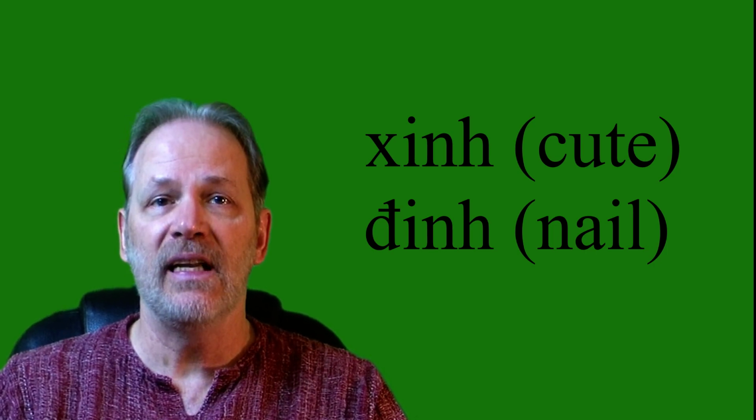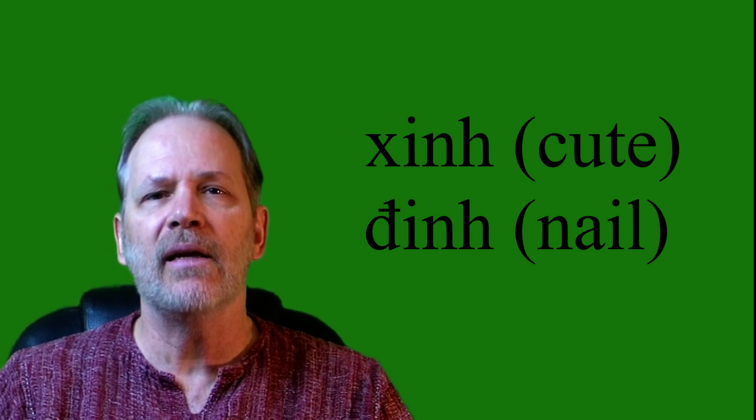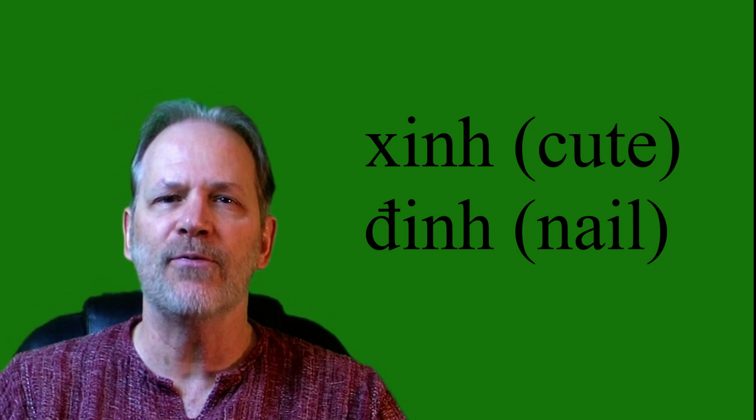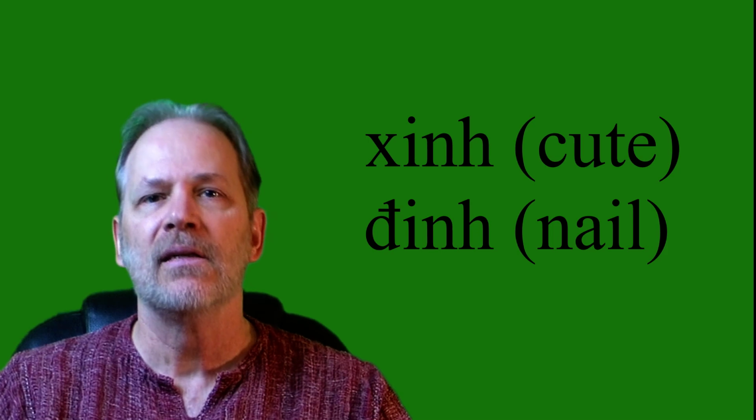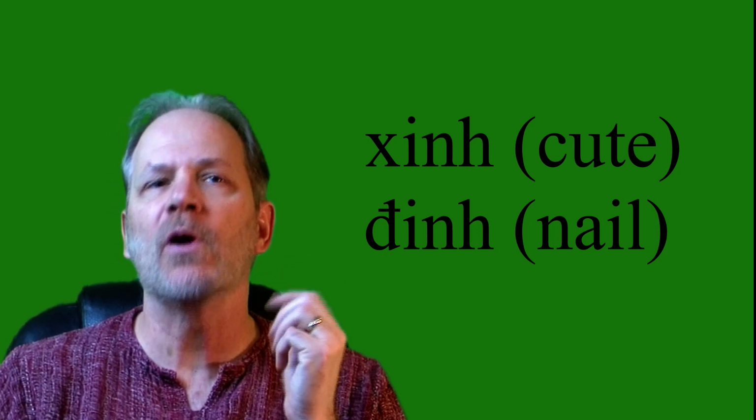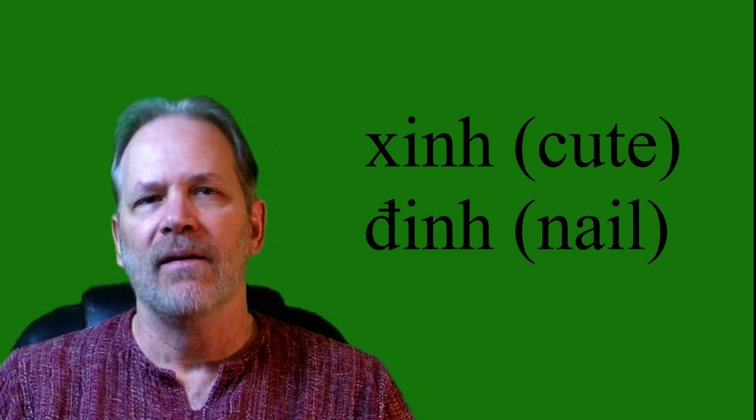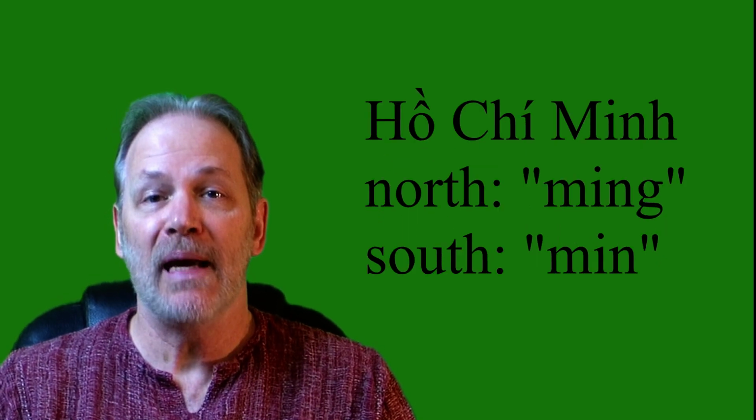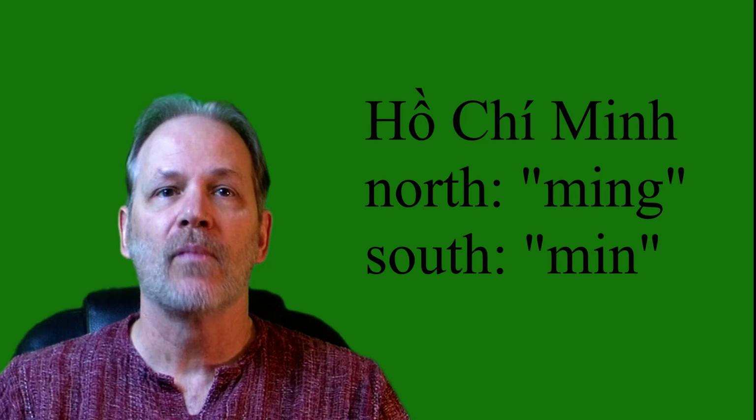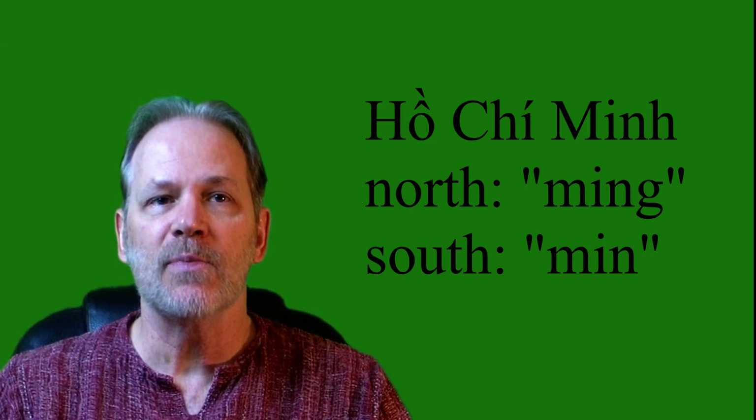In the South, it'll sound more like an N. Sin, din. It's a little more complicated than that. There's a subtle, soft N sound, so it's different than sin and din. But really, for our purposes, you just need to know that in the South, it's going to sound a little bit more like an N. For example, the name Hồ Chí Minh. In the North, Minh. In the South, Minh. So, depending on the speaker's dialect, you're going to hear those things pronounced a little bit differently.